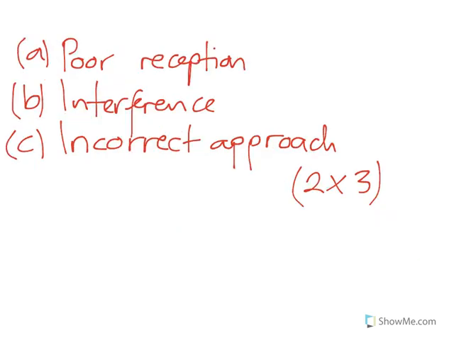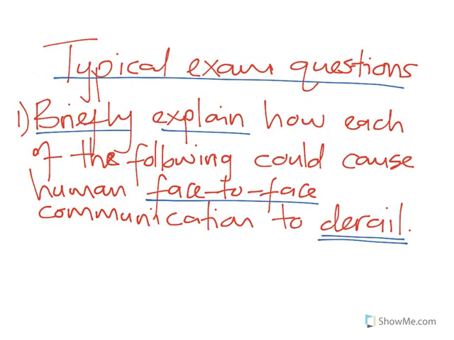What do they give here? They are saying communication can derail due to poor reception, due to interference, and due to incorrect approach. If you look at this carefully, it is similar to the obstacles that they were talking about in communication. So instead of derail, the word that they wanted to capture here was obstacles. So it is very important for you, when they use different wording, to picture in which section of the supervision they are talking about.